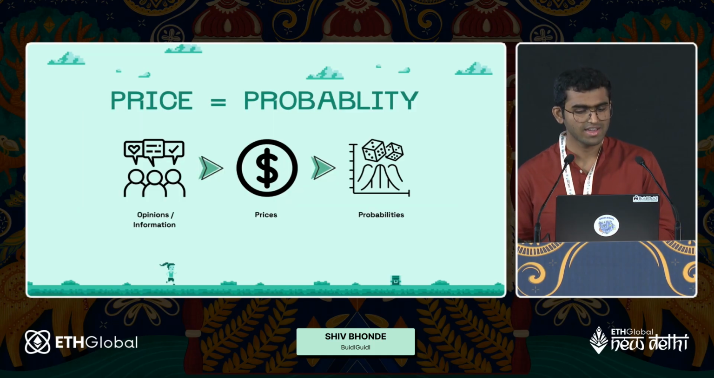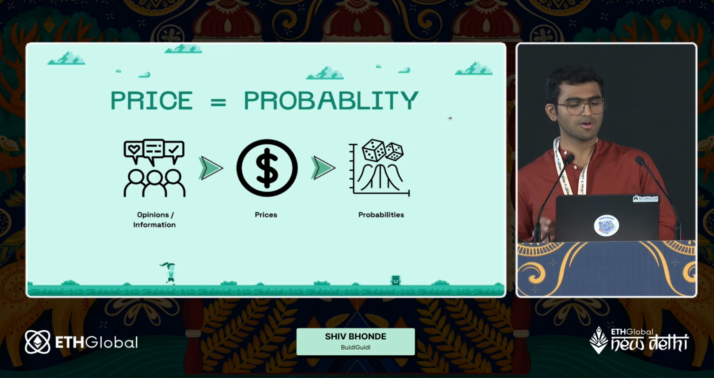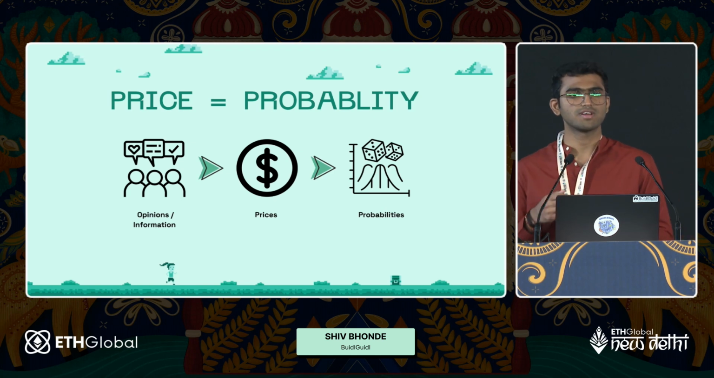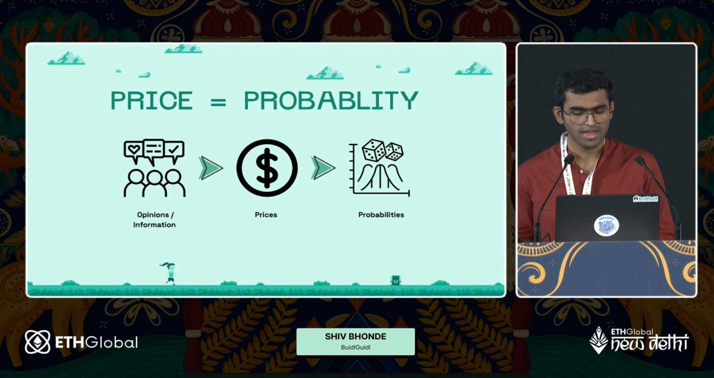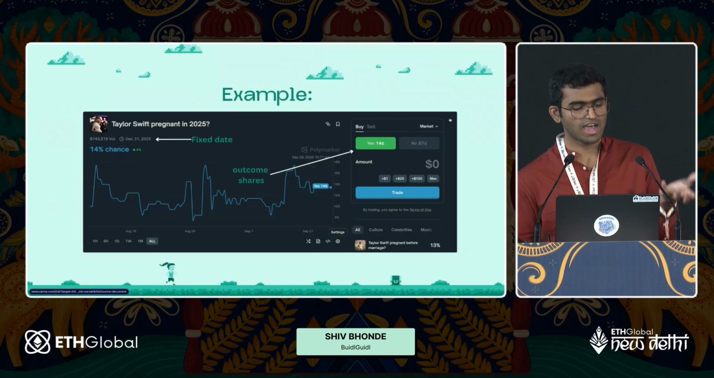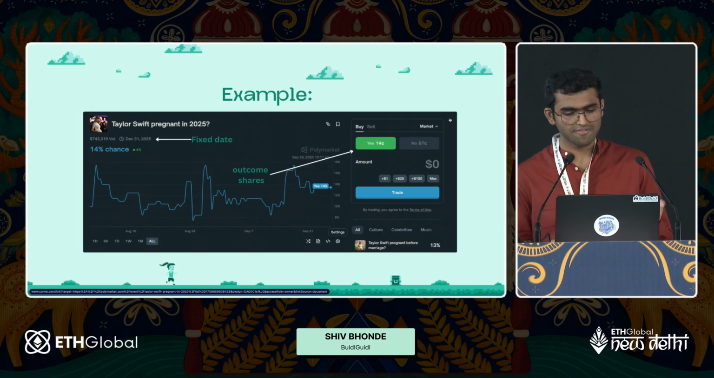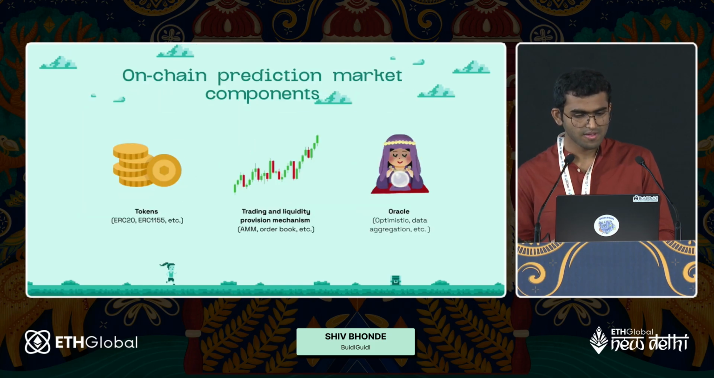So in a prediction market, price defines the probability: the opinions of the people go into the price, and the price defines the probability. If the price of a yes token is high, it means the probability of that event happening is high. And until the fixed date, people can keep trading.